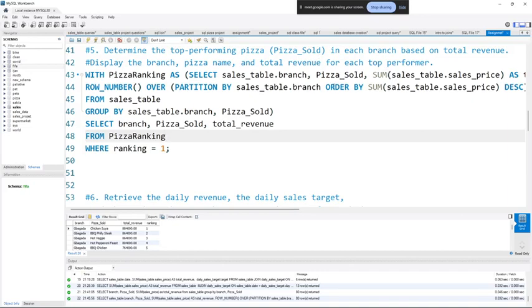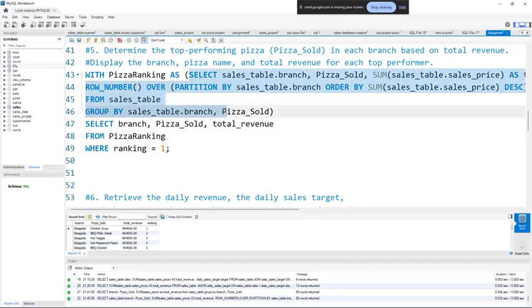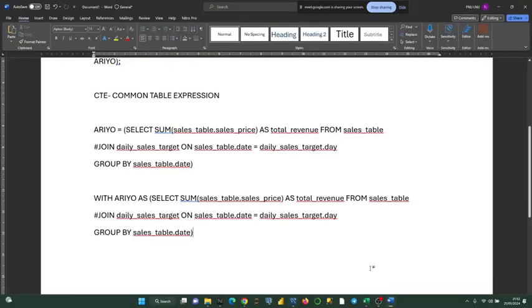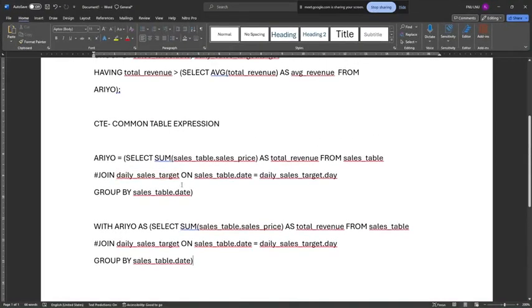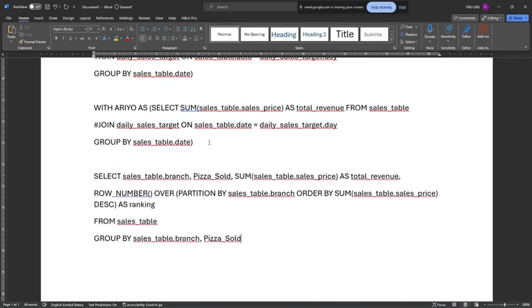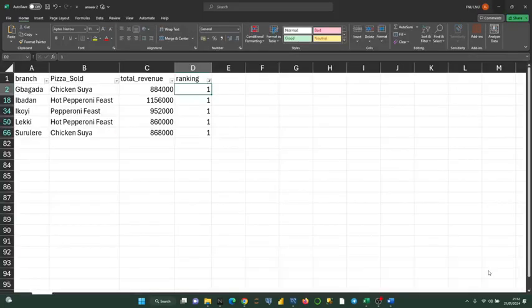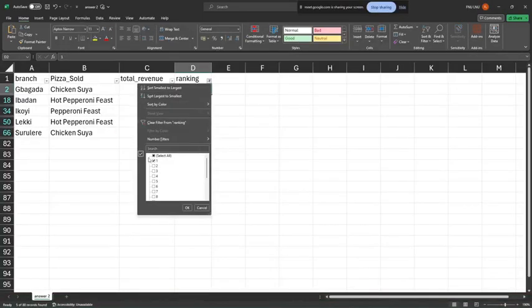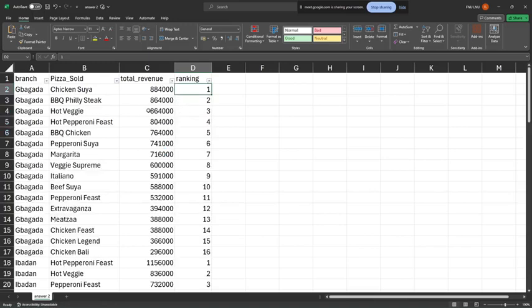Now, the next problem we have is that CTE that we created ourselves. How does it look? Let's paste it here. Have I answered your question? Yes, you have. Now, this particular CTE, look at the answer it gave us. It gave us four columns: the branch, the pizza sold, the revenue, and the ranking.